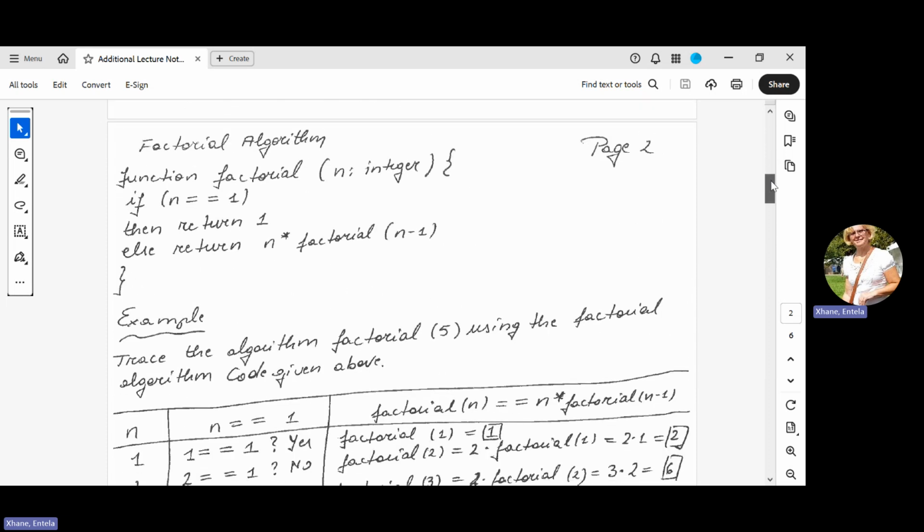Now, reminding everyone, there's no need to memorize the algorithm. They're going to be part of the directions when you take the quiz or any other assignments that use the algorithm codes.